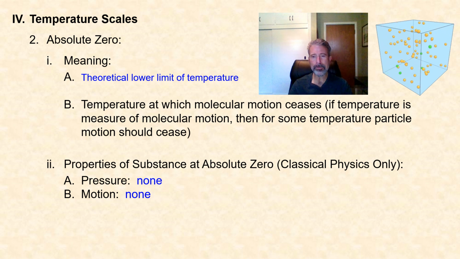Now, I say here that this is a classical result only because the world of quantum mechanics predicts something that we call a 0 point energy, which is really due to the quantum fluctuations that result from something called the uncertainty principle. We'll talk more about this in Physics 103.